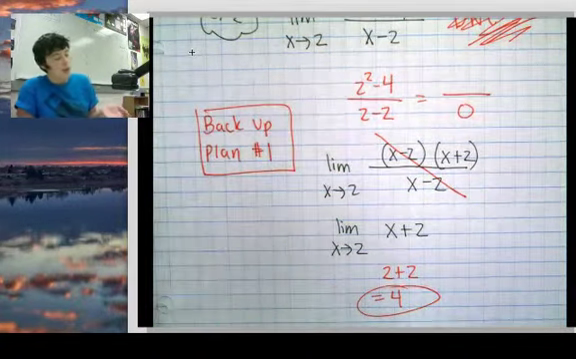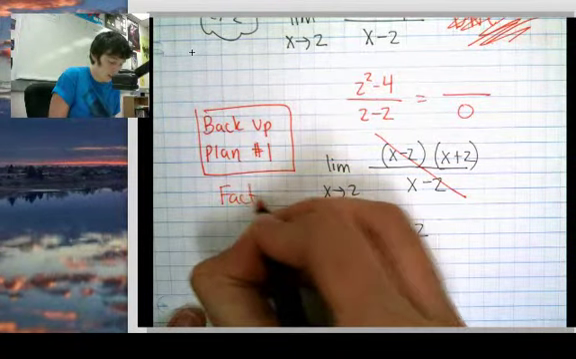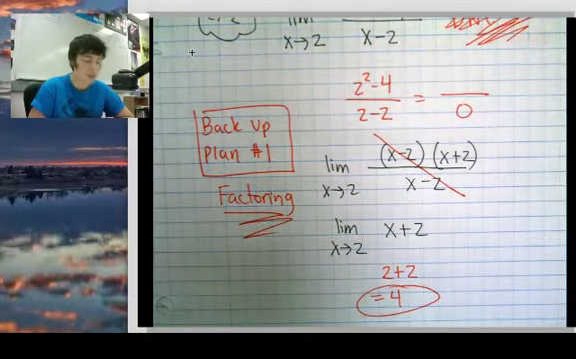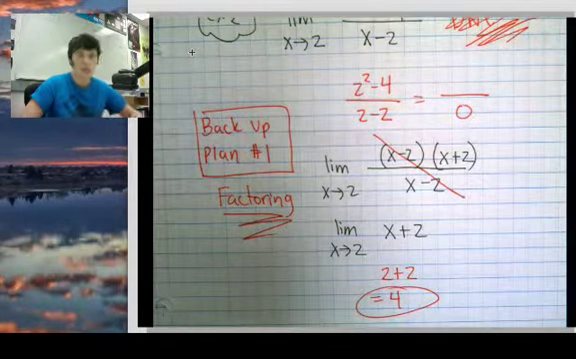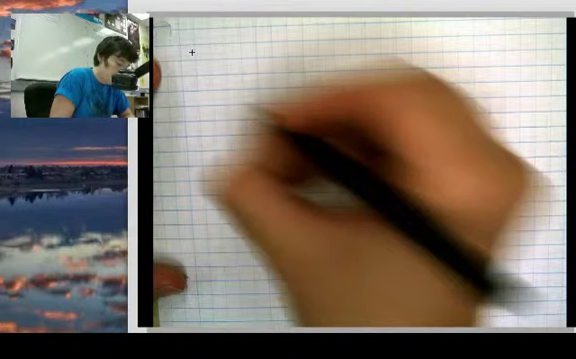So backup plan number 1 is try factoring. It'll work a lot. So factoring is one of our great backup plans. Here's another situation where you need a backup plan. New example down here. What are we on? Example 3? Example 3.